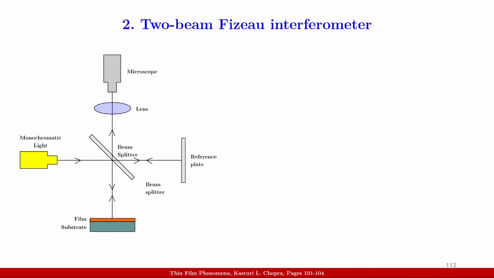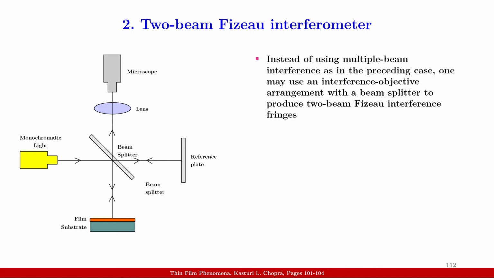The two-beam piezointerferometer. Instead of using multiple beam interference as in the preceding case, one may use an interference objective arrangement with a beam splitter to produce two-beam interference fringes. So as shown in this figure, we have a source of monochromatic light which is split by a beam splitter, a part of which gets reflected from the film surface and the other part from the reference plate. And both these beams superpose to produce the interference pattern which could be observed using a microscope.